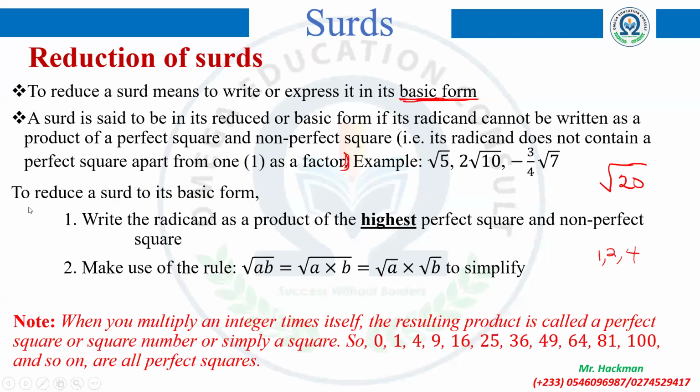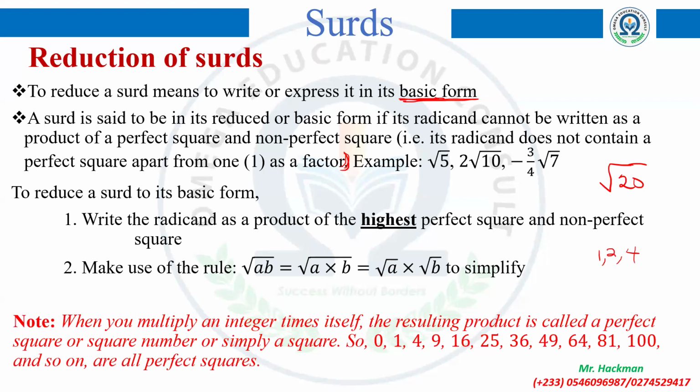So now how do we reduce a set if the set is not in its basic form? To reduce a set to its basic form, this is what we do. Write the radicand as a product of the highest perfect square, and I have highest here for a special reason. Very soon you get me. In books, they don't write highest, they will just write a perfect square and then perfect square, so any perfect square will do. But I am more interested in the highest perfect square factor of your radicand. First of all, you have to write your radicand as a product of 2 factors. One of the factors should be a perfect square, and the other factor should be a non-perfect square. All correct?